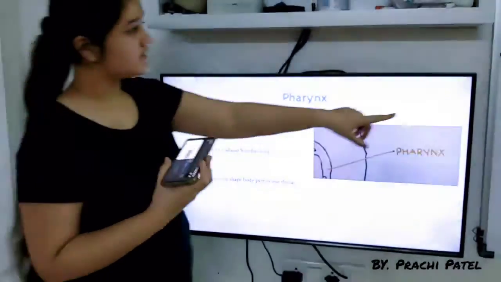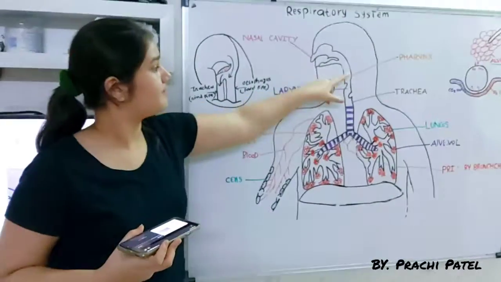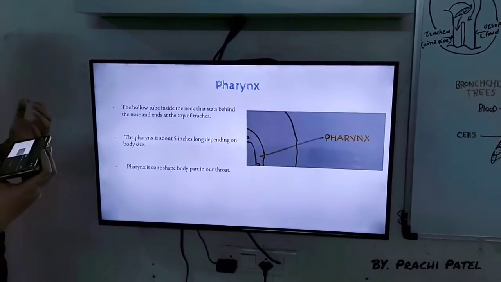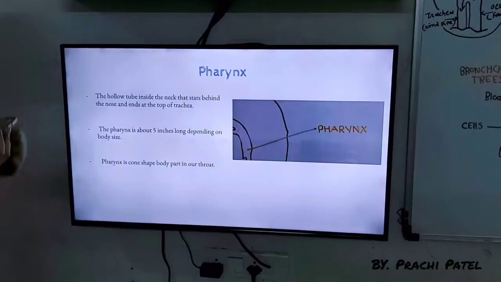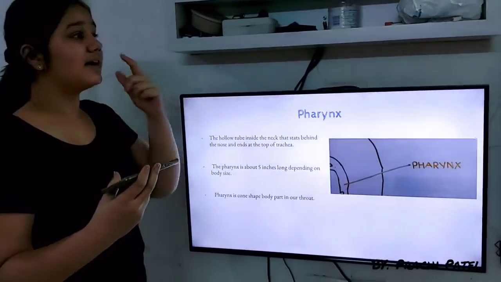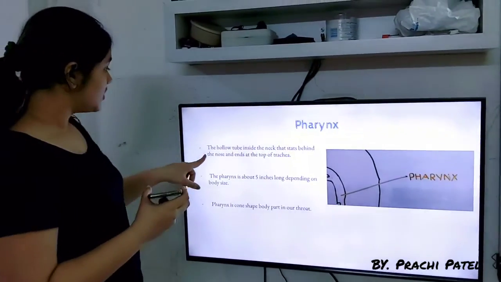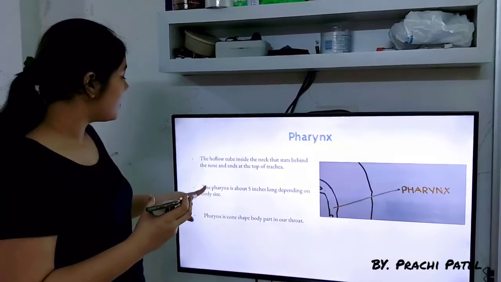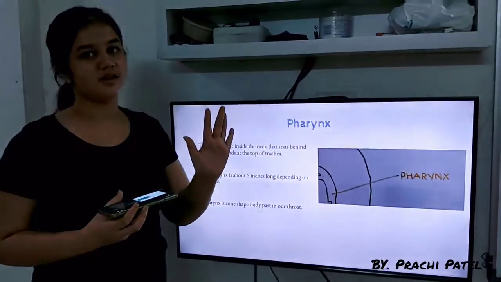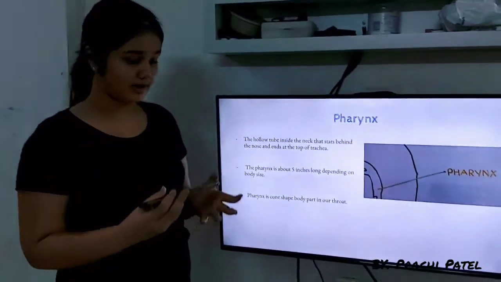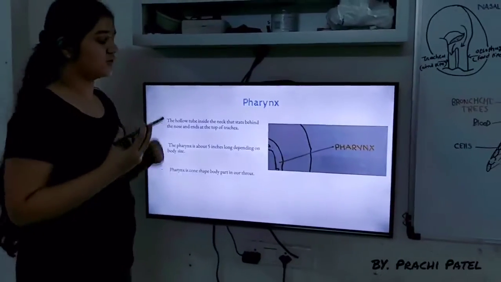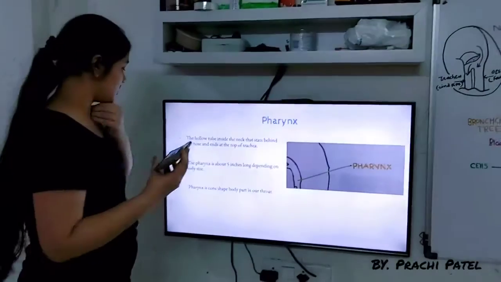Next, pharynx. The pharynx is located right over here. It is a hollow tube inside the neck that starts behind the nose and ends at the top of the trachea. The pharynx is about 5 inches long, but it depends on the body size. The pharynx is a cone-shaped part in our throat.